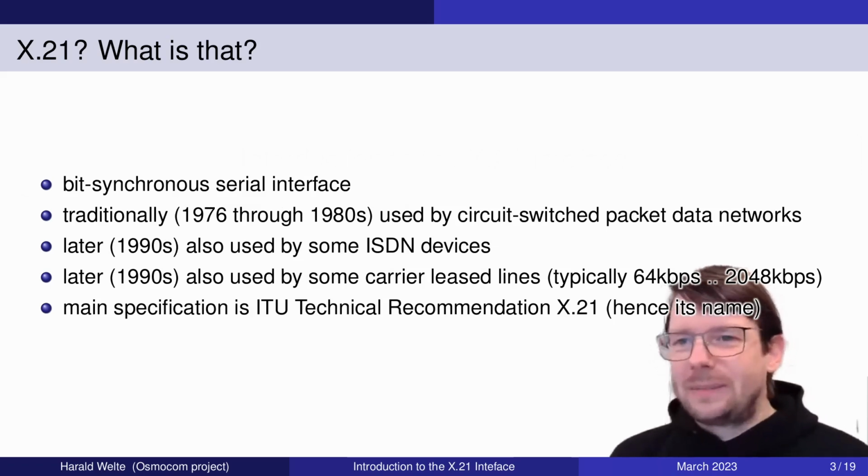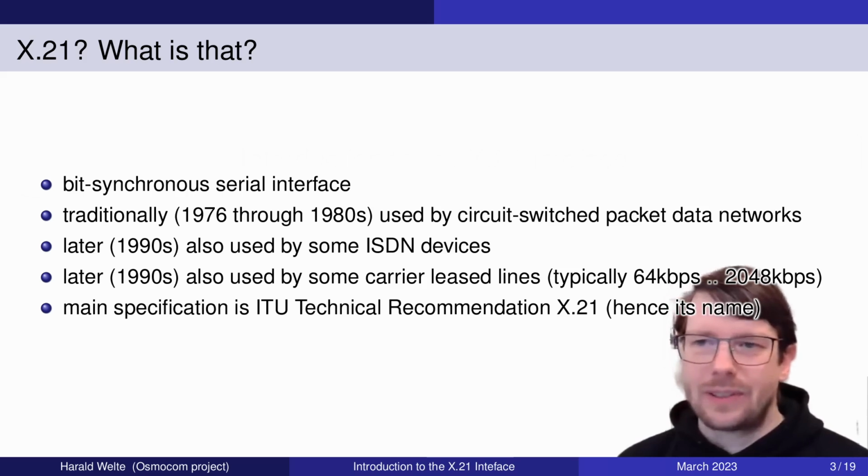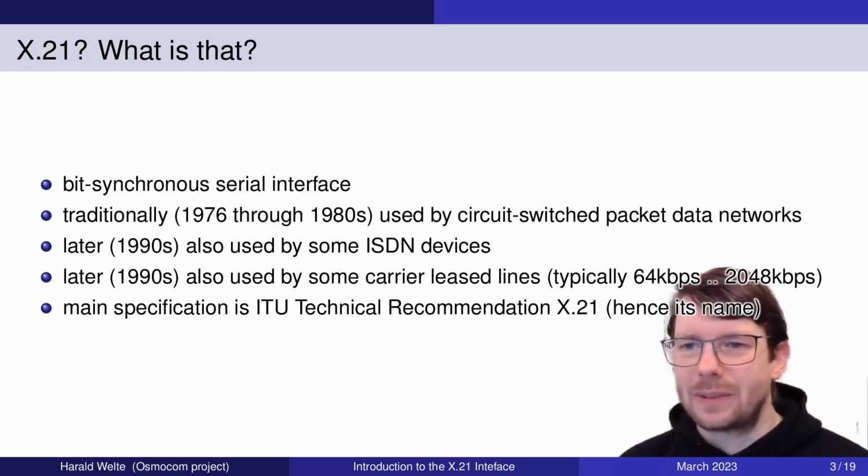So what is X.21 at all? It's a bit synchronous serial interface. It's traditionally been used from 1976 onwards through the 1980s by circuit switched packet data networks. These were public networks operated in parallel to the telephony network with their own infrastructure, and the interface to the user was, for example, done via X.21. Later, you could also find some ISDN devices offering X.21 as an interface towards the user.